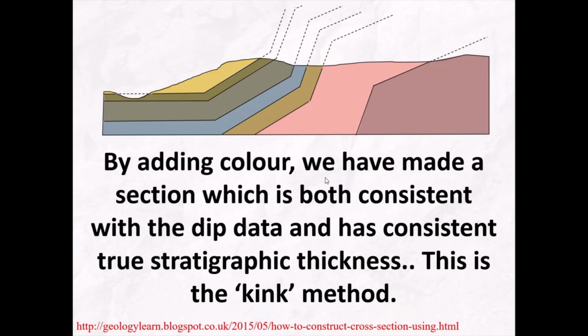Okay, so by adding color we can make a section which is both consistent with the dip data and has a consistent true stratigraphic thickness. We call this the kink method, and there's a website at the bottom of the screen which has a really good blog and step-by-step and some complex examples for you to work through.